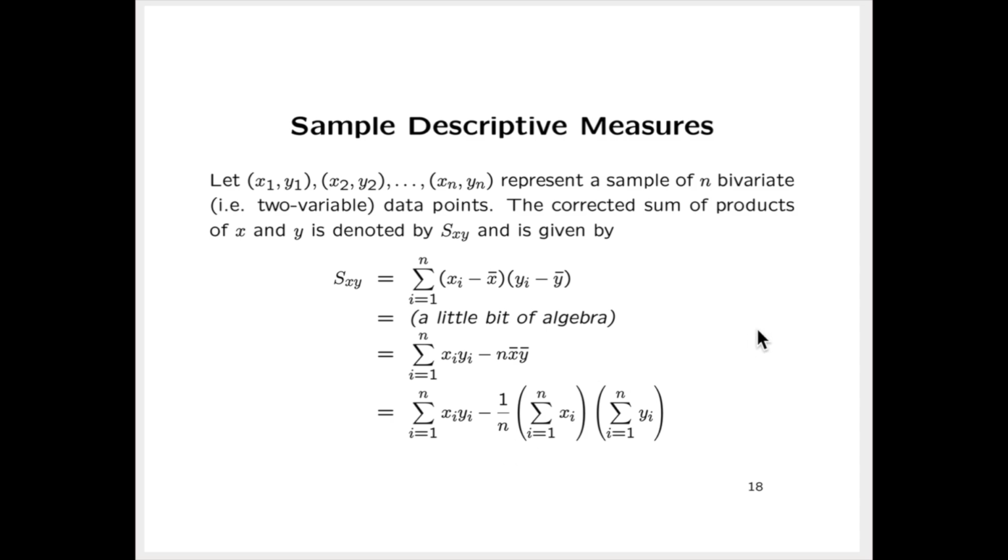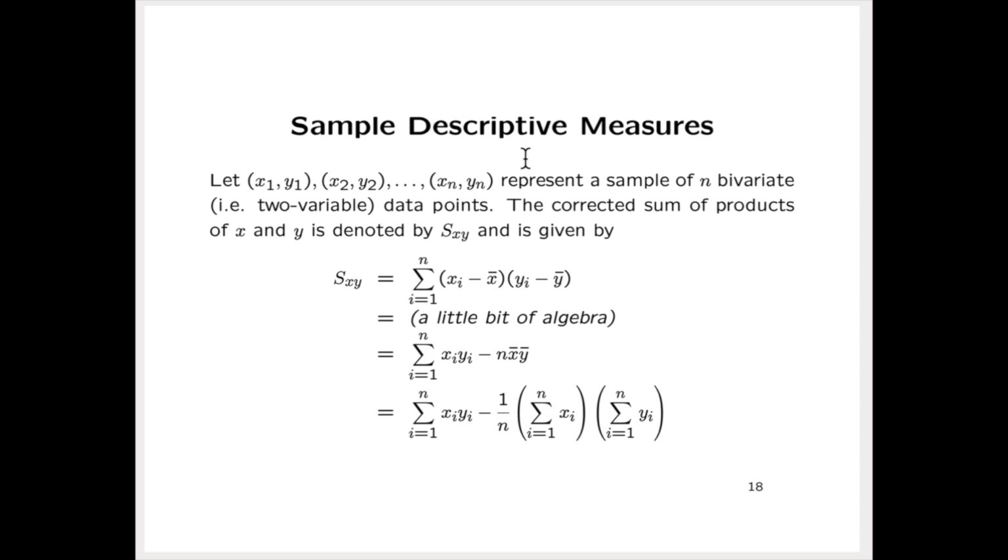Now, let's suppose that we have a bivariate sample of data points. Each observation corresponds to an ordered pair rather than just a scalar. The first observation would be x1, y1. The second observation would be x2, y2, and so forth, up to the nth observation in our sample, xn, yn. So we have a bivariate data set.